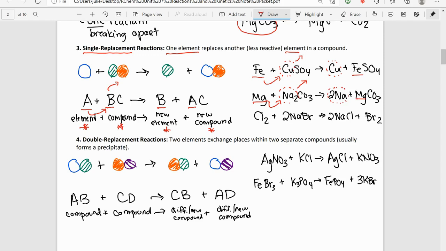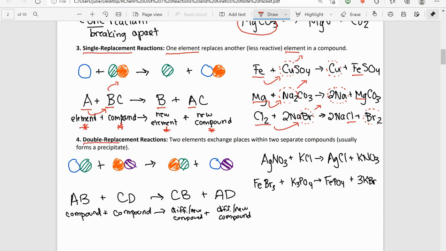So again, single replacement. In this one, I just want to show you that because I have a nonmetal, diatomic chlorine, it's going to come in and replace bromine in the compound, so the negative ion. Then you have chlorine now in the compound, and you have Br as your new element. So that's three examples of single replacement reactions.